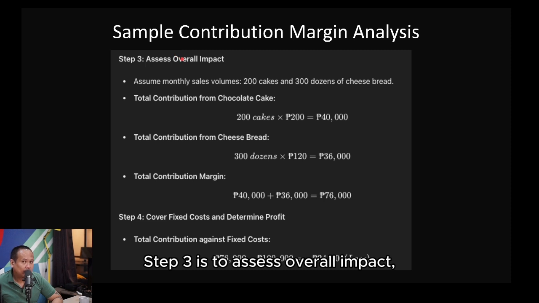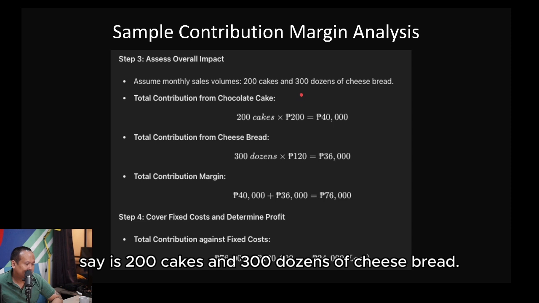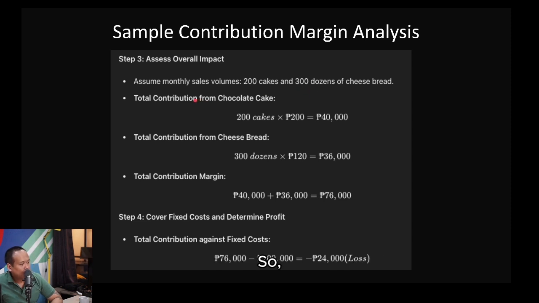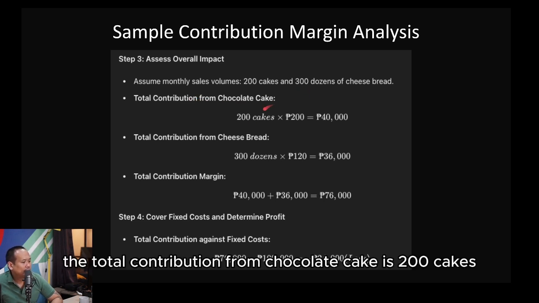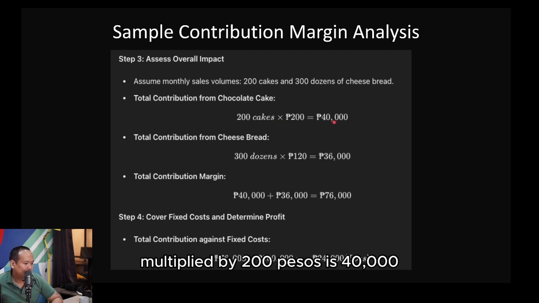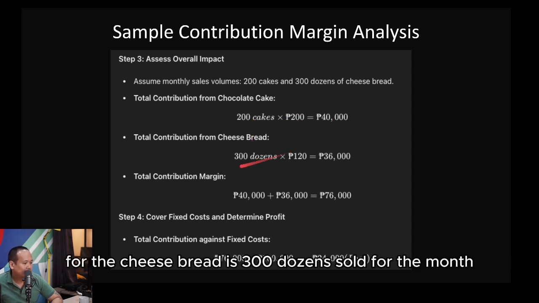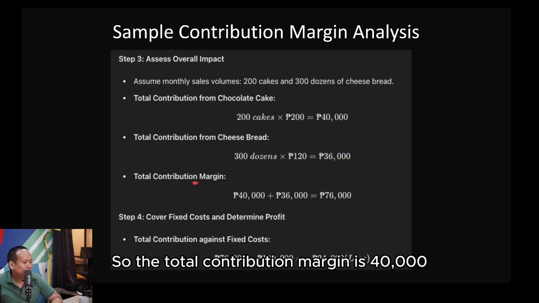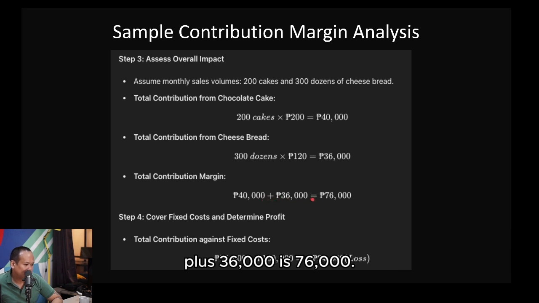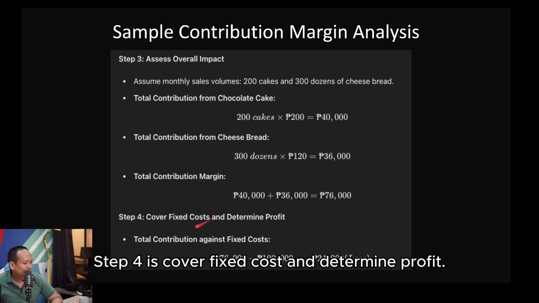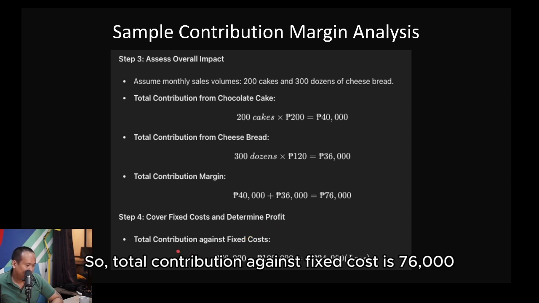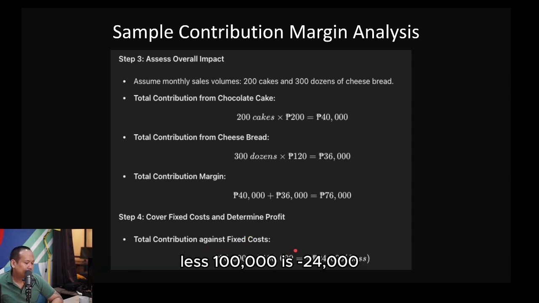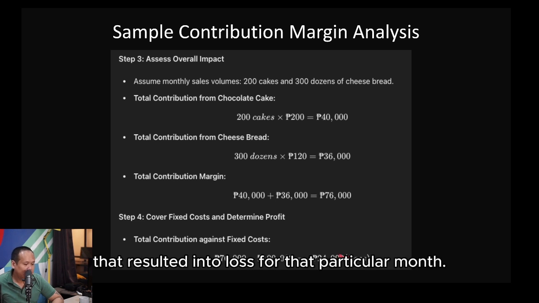Step 3 is to assess overall impact. Assume that the monthly sales volume is 200 cakes and 300 dozens of cheese bread. The total contribution from chocolate cake is 200 cakes multiplied by 200 pesos, which is 40,000. For the cheese bread, 300 dozens sold for the month multiplied by 120 is 36,000. So the total contribution margin is 40,000 plus 36,000, which is 76,000. Step 4 is to cover fixed costs and determine profit. Total contribution against fixed costs is 76,000 less 100,000, which is negative 24,000. That resulted in a loss for that particular month.